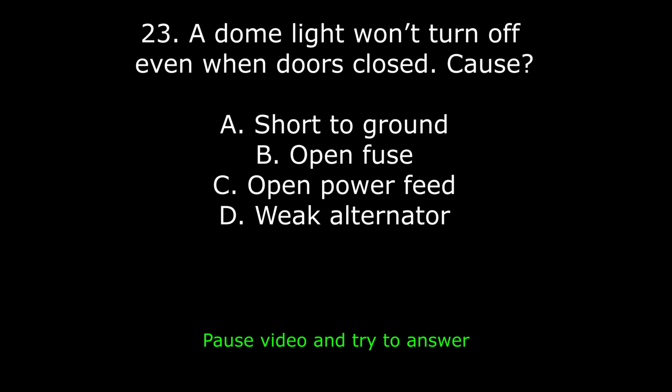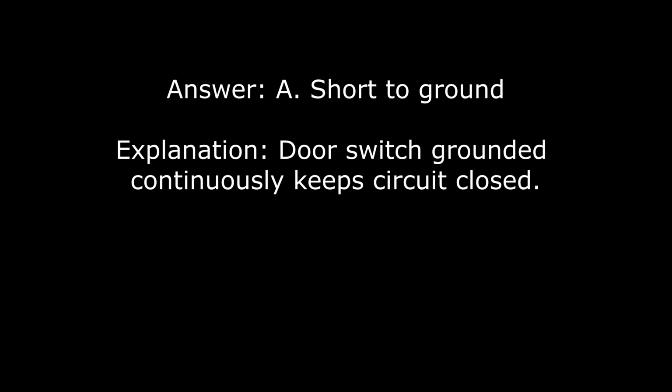23. A dome light won't turn off even when doors closed. Cause: A, short to ground. B, open fuse. C, open power feed. D, weak alternator. Answer A, short to ground. Explanation: door switch grounded continuously keeps circuit closed.